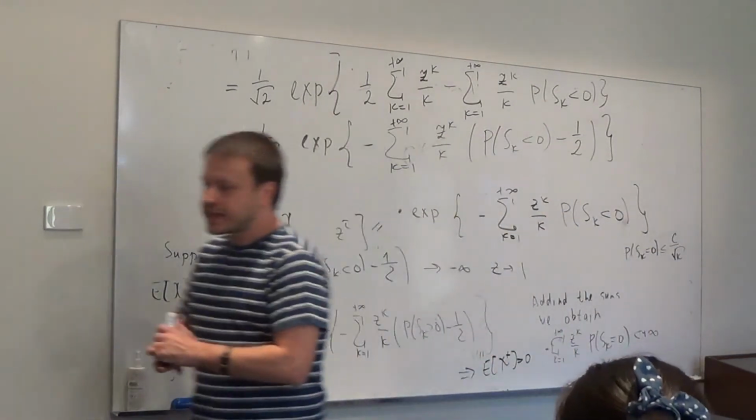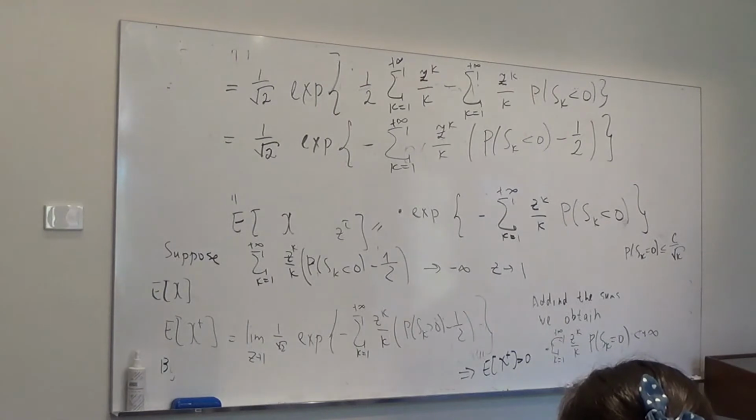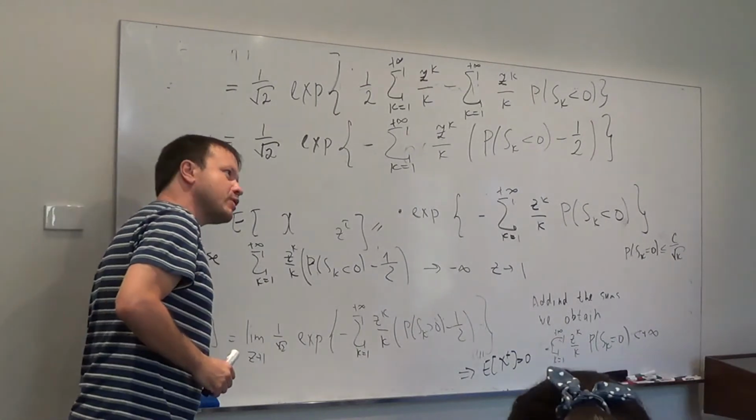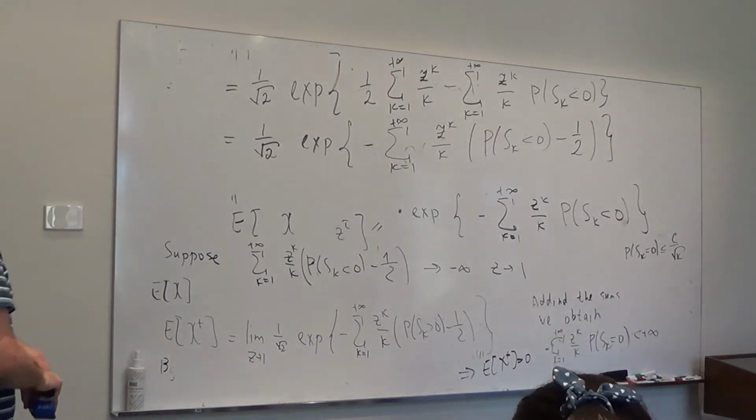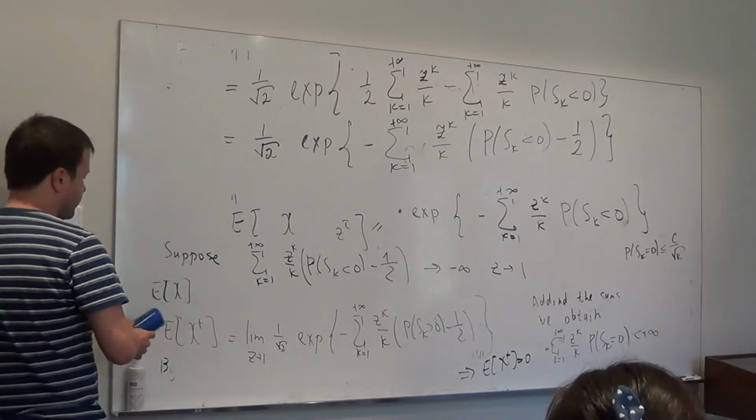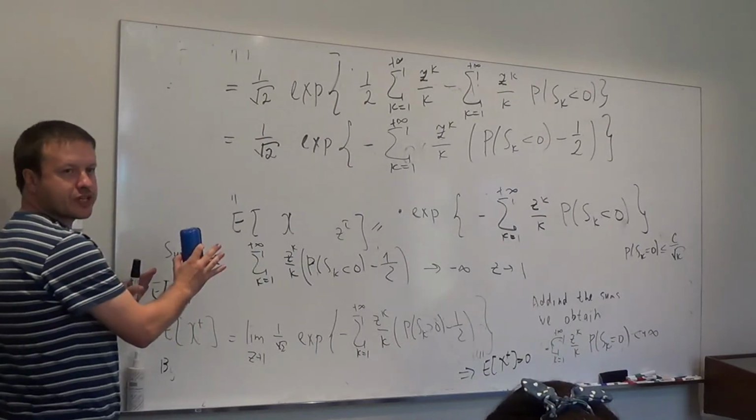So that's the hardest part of the proof actually, the fact that this sum is finite. Now, so I can erase it, right?